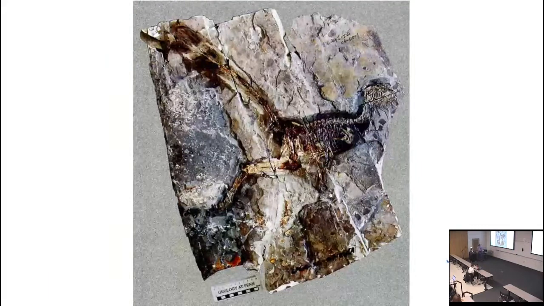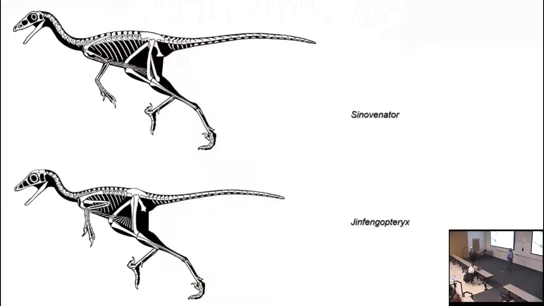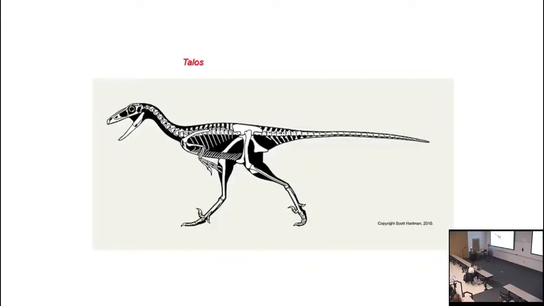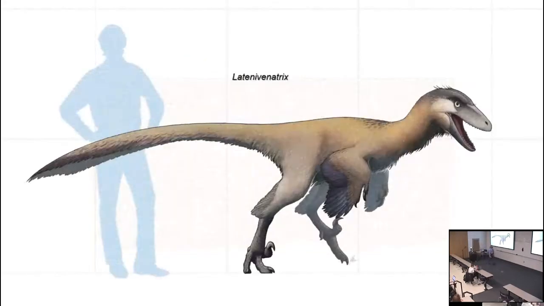Here's an early Cretaceous one from China, Jinfangopteryx, with all the feathers preserved around it to varying degrees. So that's the reconstruction of Jinfangopteryx, and above it another early form. They typically were quite small dinosaurs early on, but in the late Cretaceous you began to get some very large ones in Asia and North America. Here's Talos. And one of the largest troodontids, Latinovenatrix, the only troodontid which is actually bigger than a human being. All the previously known ones were smaller.